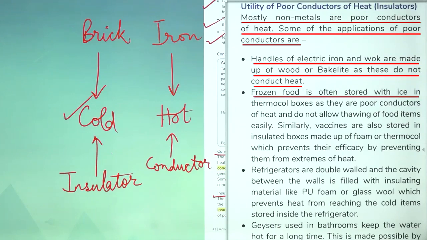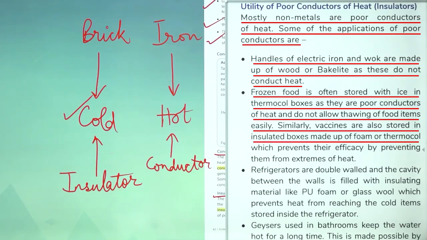Frozen food is often stored with ice in thermocol boxes as they are poor conductors of heat and do not allow thawing of food items easily. Similarly, vaccines are also stored in insulated boxes made up of foam or thermocol, which protects their efficacy by preventing them from extremes of heat.